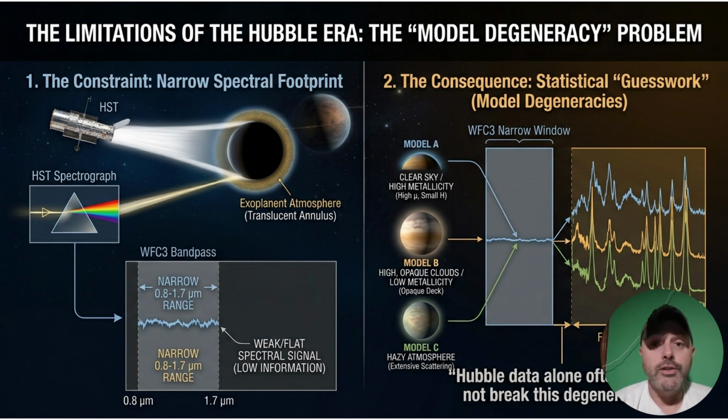So Hubble's narrow spectral window led to model degeneracy because we were looking through a narrow keyhole, a real small band. There were different atmospheric conditions, like clear skies versus high opaque clouds, that could produce the same signal. So we were really just kind of guessing. We would feed that into a computer, and that computer would give a best guess as to what that atmosphere was made of, even though we really had no clue.